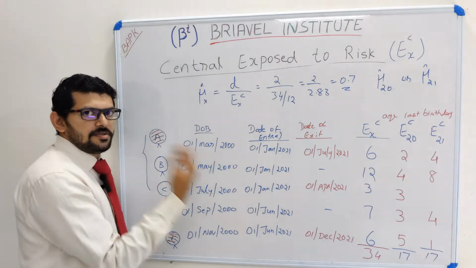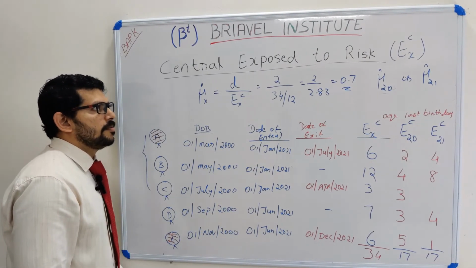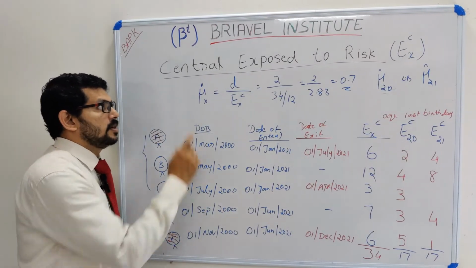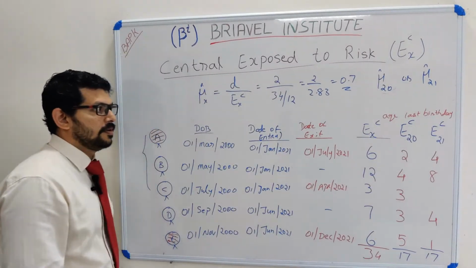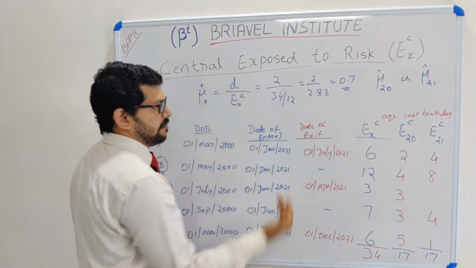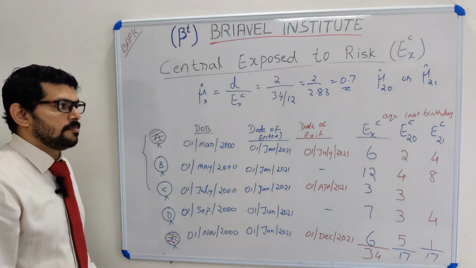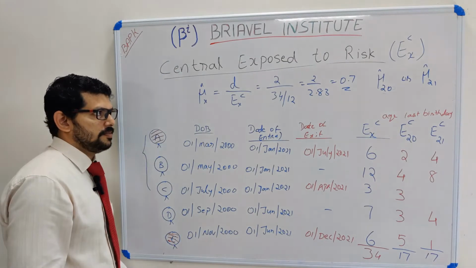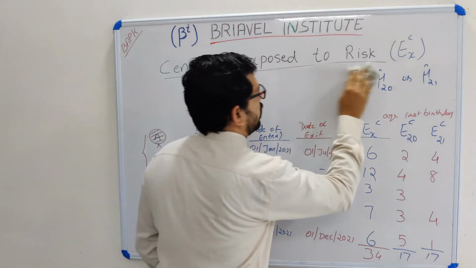Now our situation is changed. We are calculating the central exposed to risk by the census approximation way. We have to calculate central exposed to risk, but we don't have any data on date of birth, date of entry or date of exit. They will give only the census or population, the number of people living in one year or some other years. So how do we calculate using census approximation?